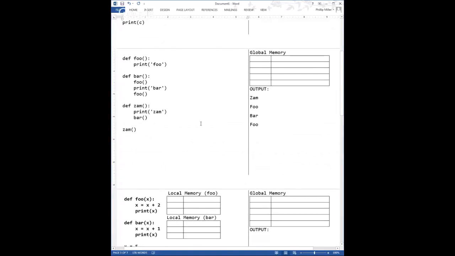So when Phil was doing this, he started with print zam, then he did bar. And in his mind, he was marking and saying, this bar line is where I'm going to return to from the end of the bar function. Then, inside the bar function, he calls foo. Foo returns to here. Then he prints bar. Then he calls foo again, right? So in his mind, he had marked that this one is where the foo returns to. Then he calls foo again. Foo returns here. At the same time, this is still all in the bar call. So when the bar comes back, it returns back here.